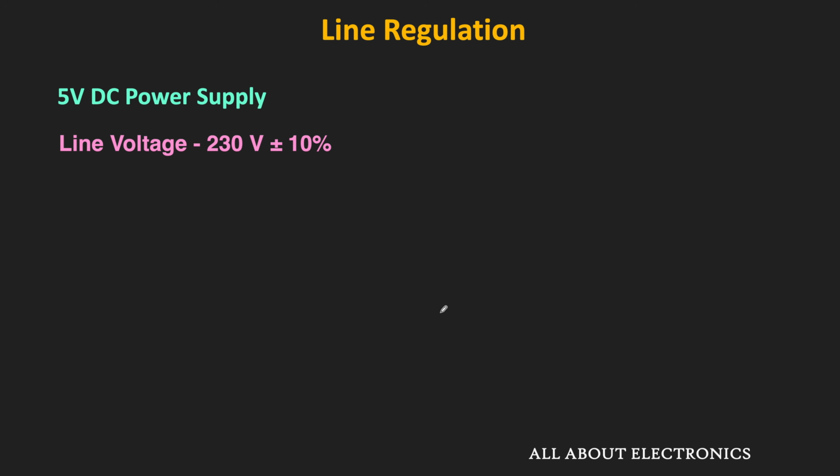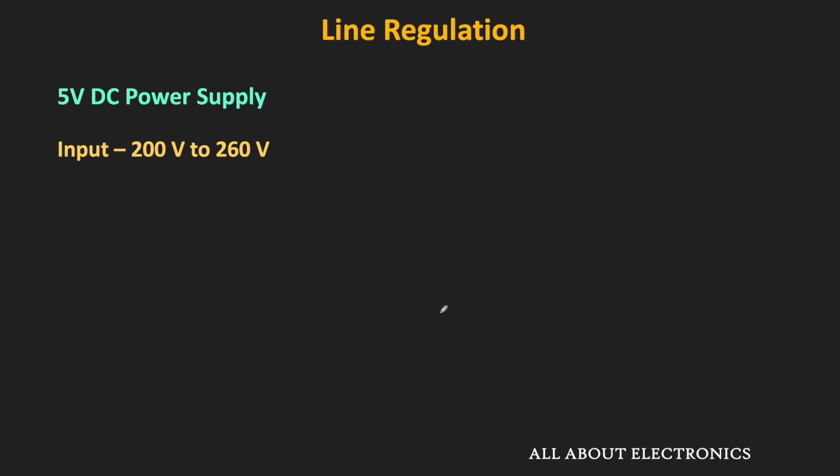So normally the AC line voltage is equal to 230 volt, but typically this line voltage may change by the plus minus 10%. But here let us consider little broader range, and let's say this AC line voltage changes between the 200 volt to the 260 volt. So even with this change, the change in the DC output voltage should be as minimum as possible.